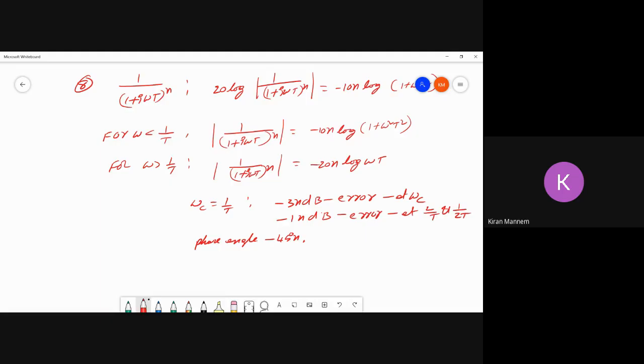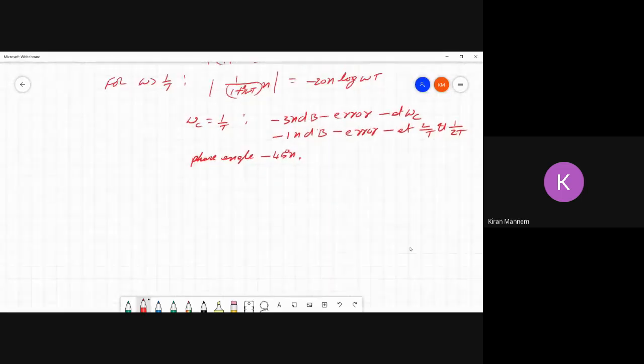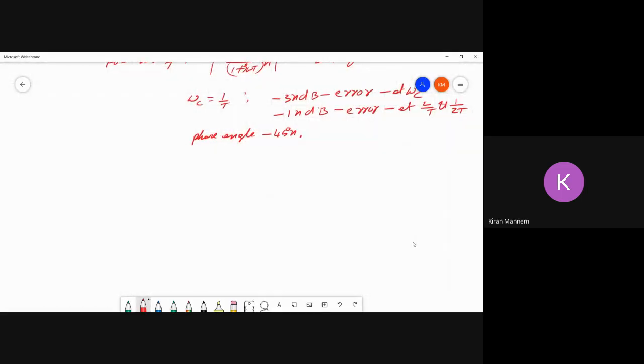So let us move on to the next basic factor. You try this one. Just multiply, draw the phase plot and magnitude plot. Next one, the ninth factor, that is 1 plus j omega t, right? So again, it would be the same. See, once you do this, it's very easy.